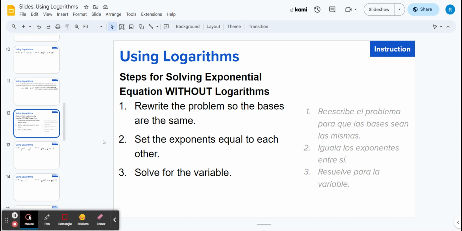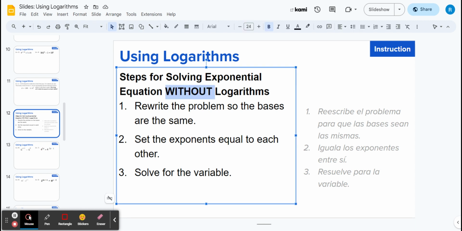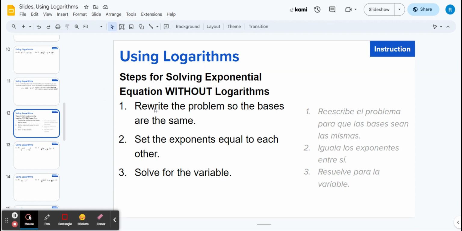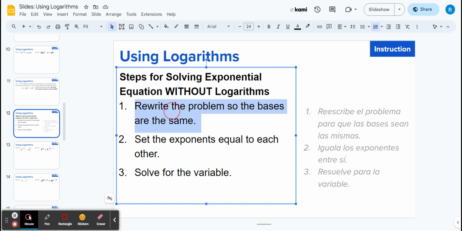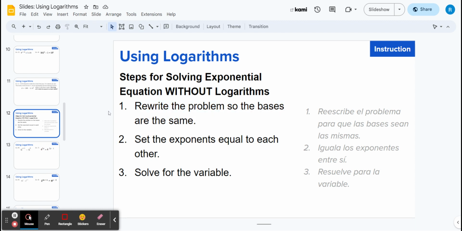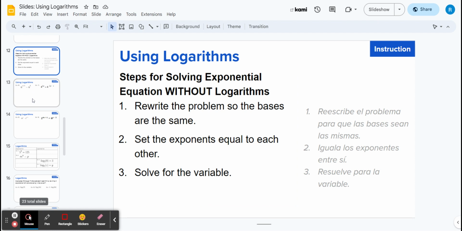All right. The other skill we worked on yesterday was solving exponential equations without logarithms. So when we did this, we wanted to rewrite the problem so the bases were exactly the same. Then we were able to set the exponents equal to each other, and from there solve for the variable. This first step may not always be necessary. We might already have a problem where the bases are the same. So let's start working through this.